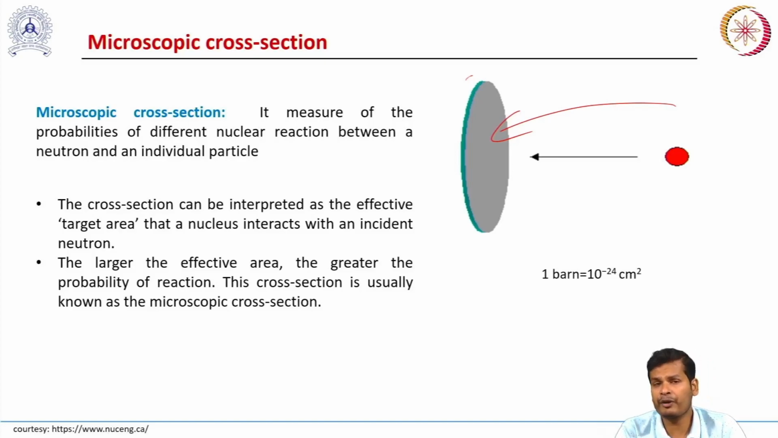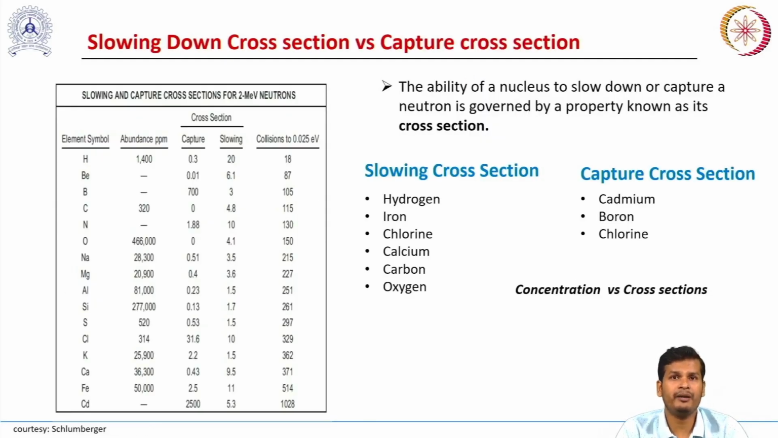So this cross section can be measured. We already have a database of different elements. We know the cross sections of different interactions. For example, in this table we have two cross sections: one is the capture cross section and the second is the slowing cross section. The slowing cross section is the probability that a neutron will collide with the nucleus and get slowed, that means the ability of our formation element's nucleus to slow the neutron. The capture cross section is the ability of the nucleus to capture the neutron, the probability that a neutron will get captured by our nucleus.